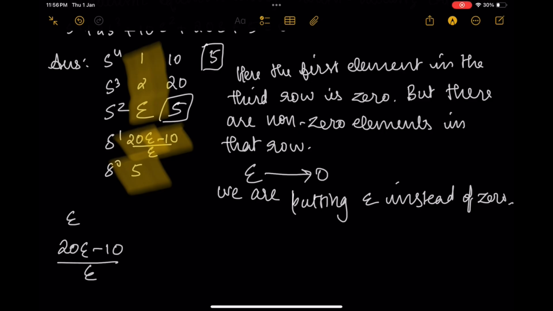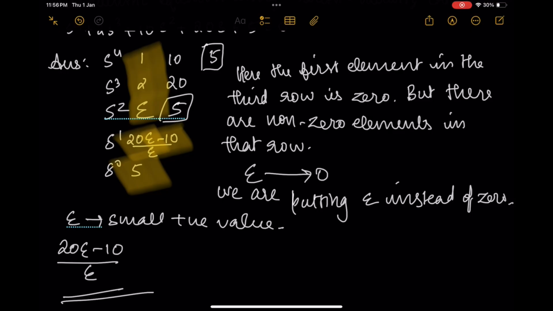Okay, I said epsilon is a value tending to 0. Let epsilon be a small positive value. Epsilon tends to 0, it is a small positive value. And if I put a small positive value in this expression, 20 epsilon minus 10 by epsilon, it will always be a negative value.